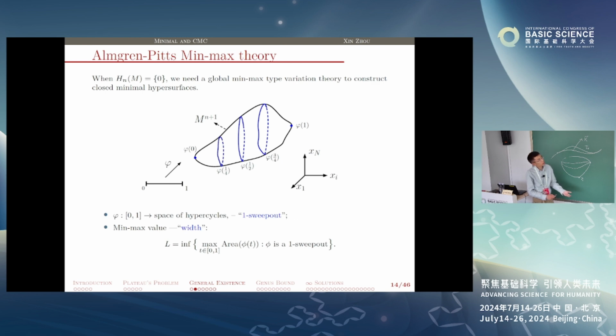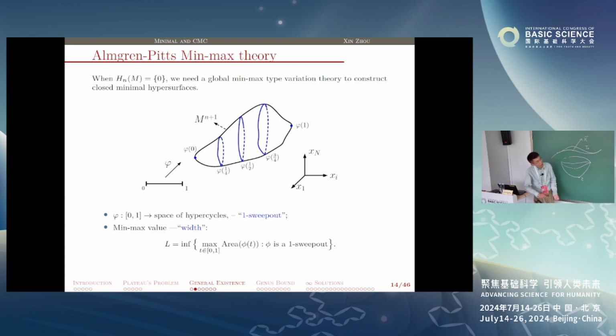But what if I always assume the dimension is n+1 in the codimension 1 case. What if the homology is 0? Minimization doesn't help anything to find the closed minimal hypersurfaces. So this time we want to use a global min-max type variational theory to construct closed minimal hypersurfaces. So indeed, I say hypersurfaces, but there are some corresponding higher codimensional things that I chose to skip here. Let's look at this picture. The idea is as follows.